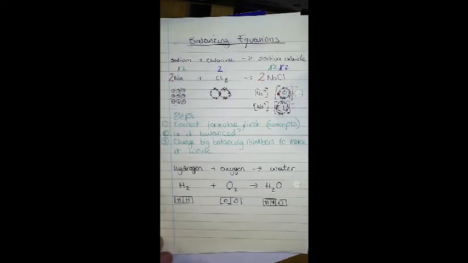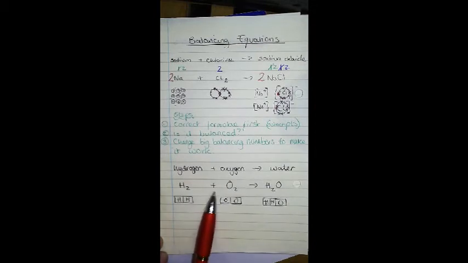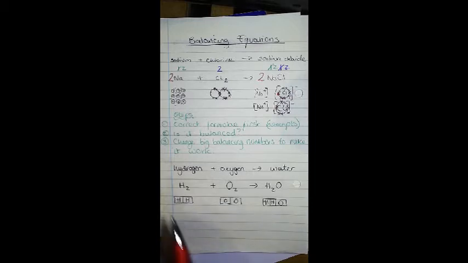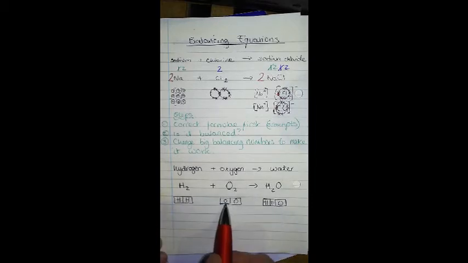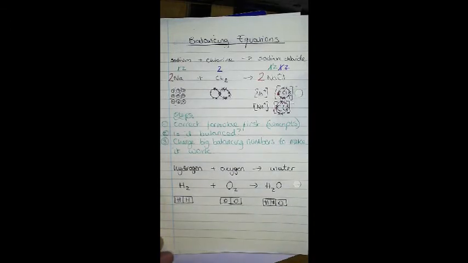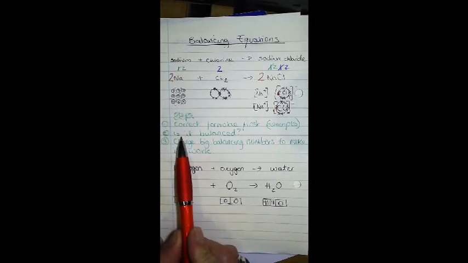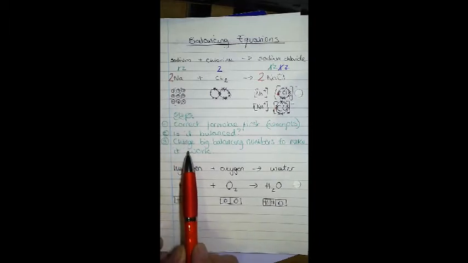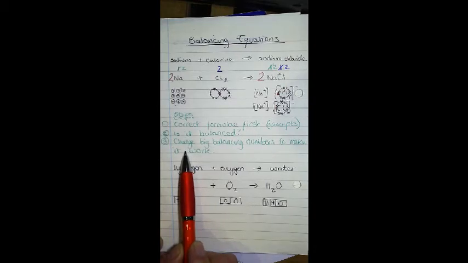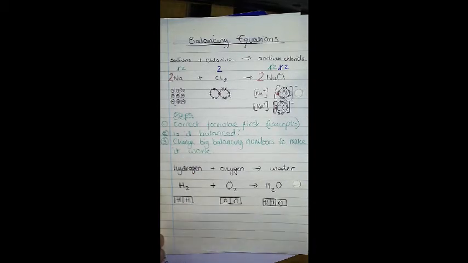So in balancing, I'm looking to see that I've got the same number of atoms on the left hand side of the arrow as I've got on the right hand side of the arrow. And at the moment, I haven't. My hydrogens are okay, but my oxygens are not, because I've got 2 O's here and only 1 here. So I've got correct formulae. Is it balanced? Well, no, it's not. So I'm going to change big balancing numbers to make it work. That's the only thing that I can do.